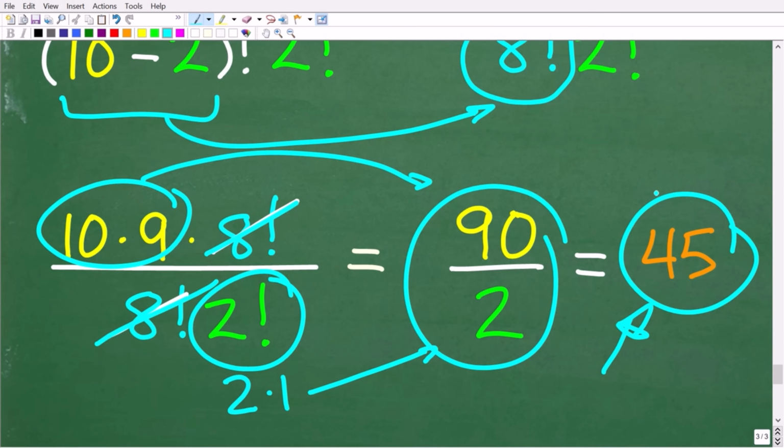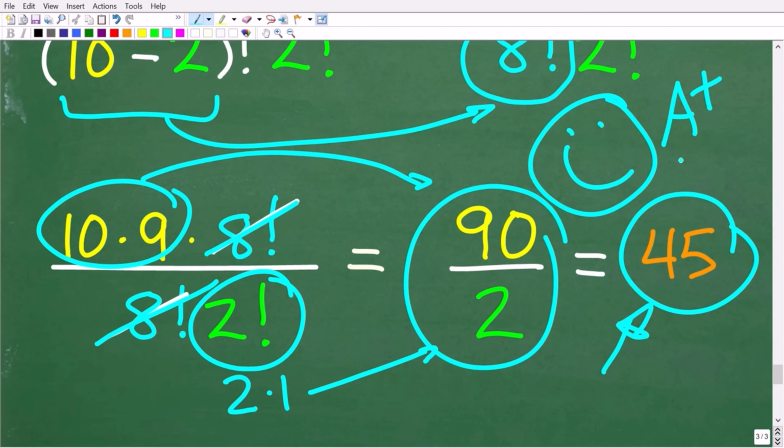If you got that right, that is fantastic. I've got to give you a nice little happy face and an A+. In fact, if you were in my math class, I would just say take the rest of the year off. I don't know how you're getting so good at math. You're probably watching that guy on YouTube.